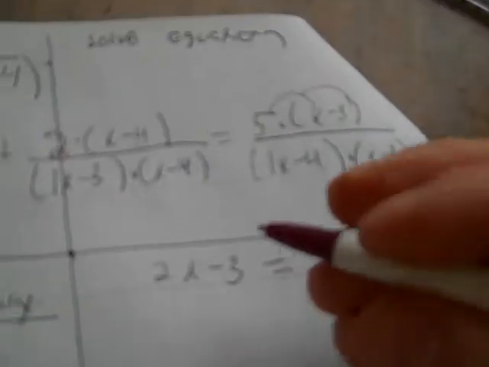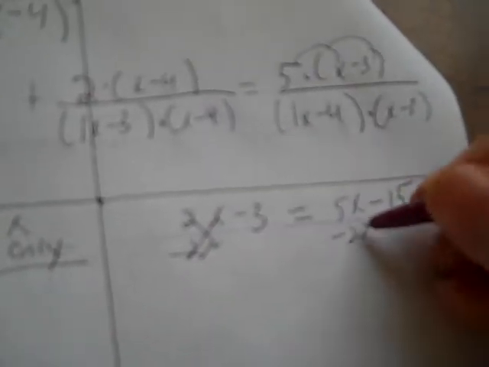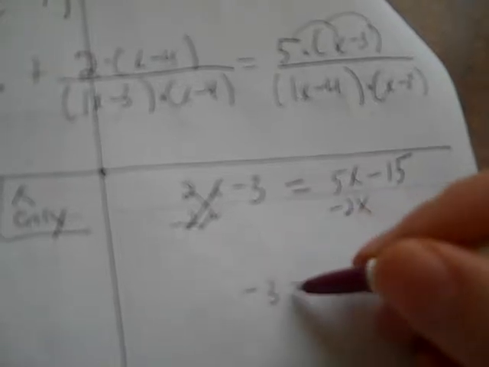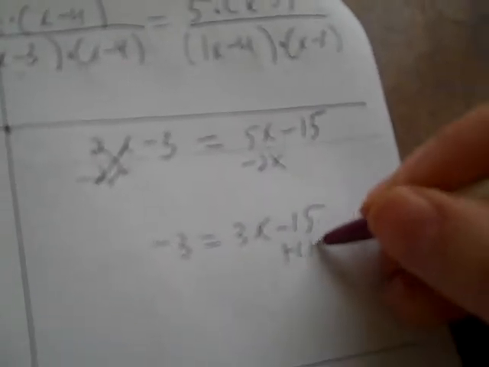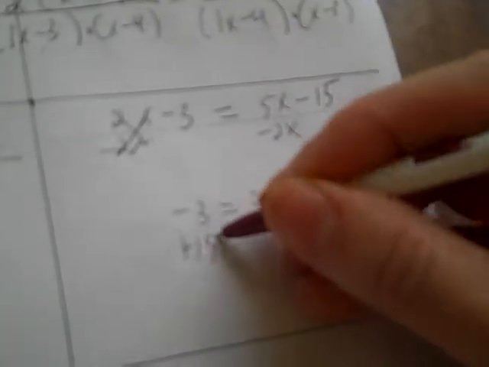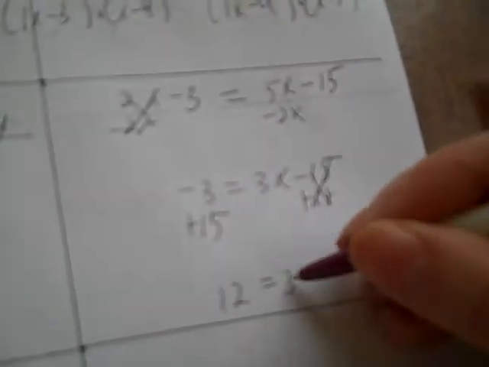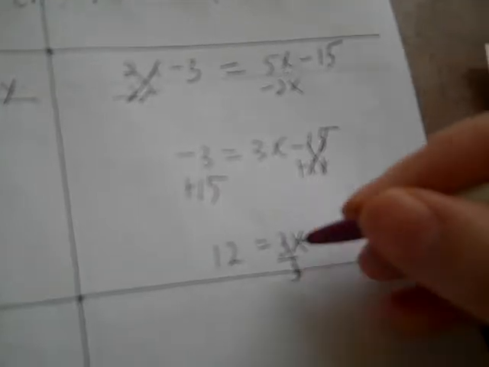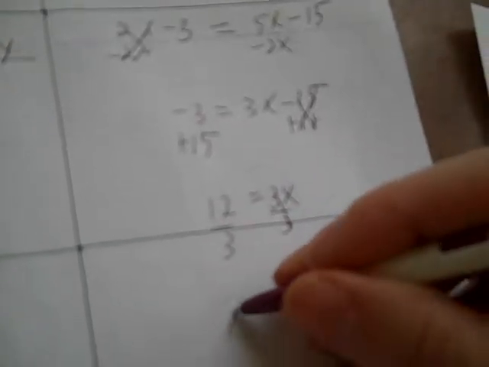So pick an x to get rid of. Let's get rid of the 2 by subtracting it. So negative 3 equals 3x minus 15. Add the 15 to both sides. And 12 equals 3x. So I divide by 3, and 4 equals x, or x equals 4. Okay, next.